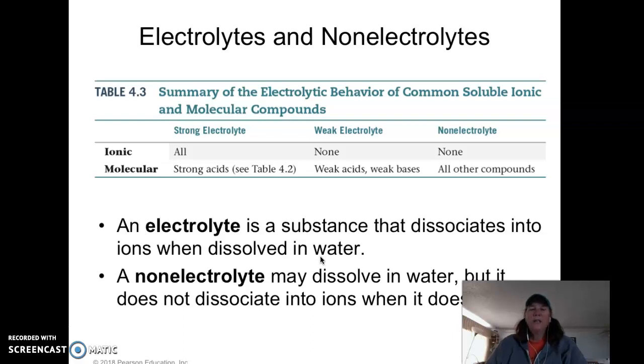A non-electrolyte can dissolve in water, but when it does, it doesn't dissociate into ions. Like if you put sugar in water, yes, it'll dissolve.